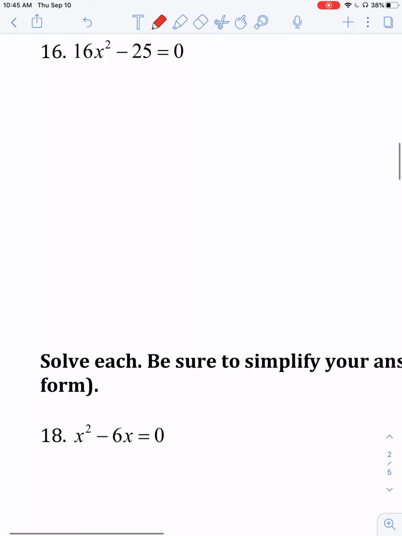So you could do different methods to solve this, but this section specifically asks us to factor. If I'm looking at this problem and trying to factor it, I notice it is a difference of two squares. 16x squared and 25 are both perfect squares, and there's a subtraction sign between them. So, difference of two squares.